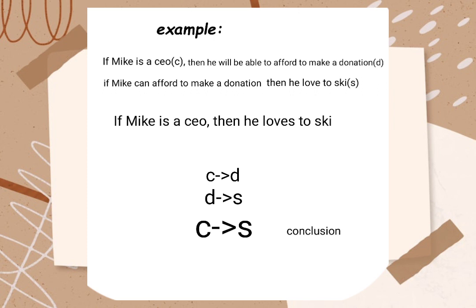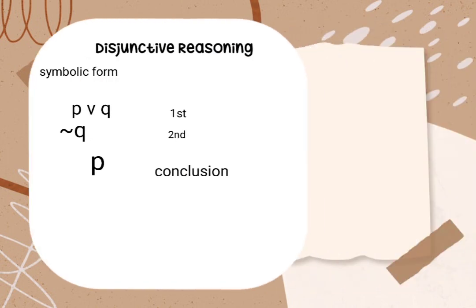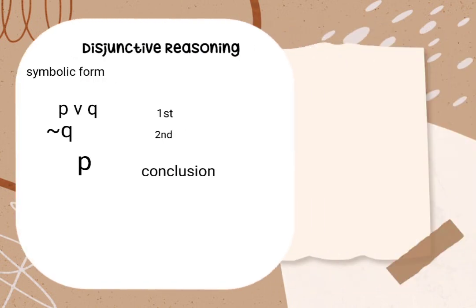Reminder lang din, sa transitive reasoning, hindi parating dalawang premise lang ang meron tayo. Last one is disjunctive reasoning. Ang symbolic form ng disjunctive reasoning is P or Q, the first premise, then not Q, the second premise, then the conclusion is P. Bakit naging ganito ang representation ng disjunctive reasoning and consider siya as valid?